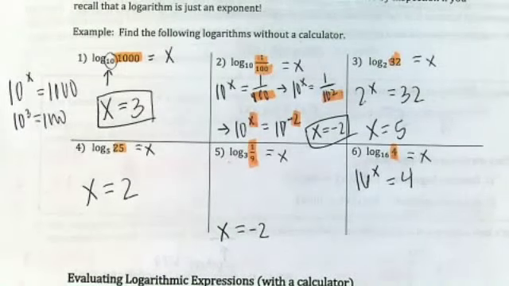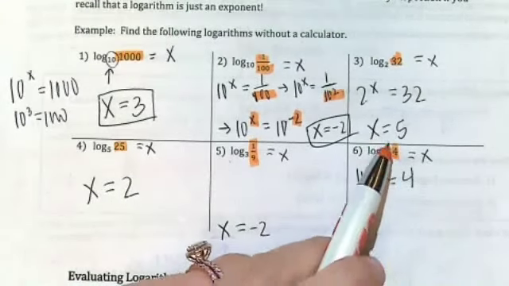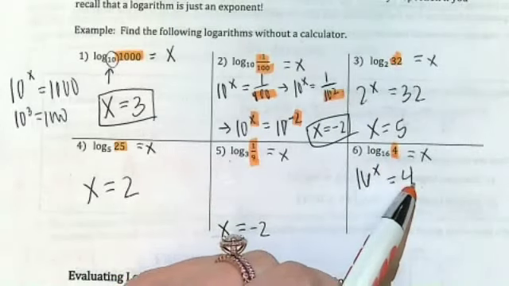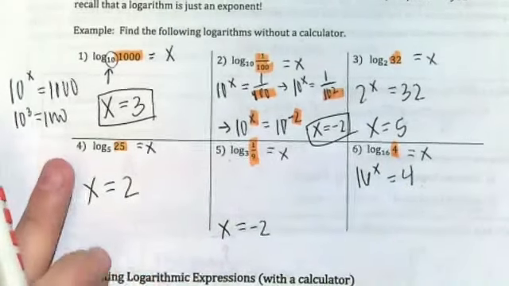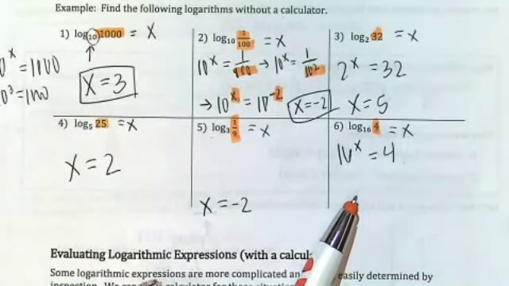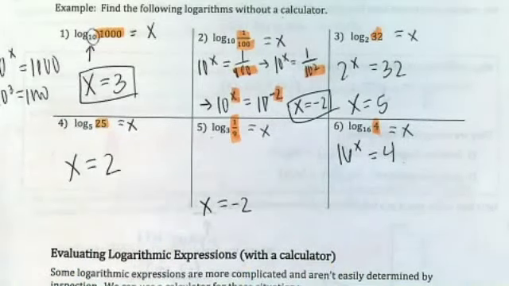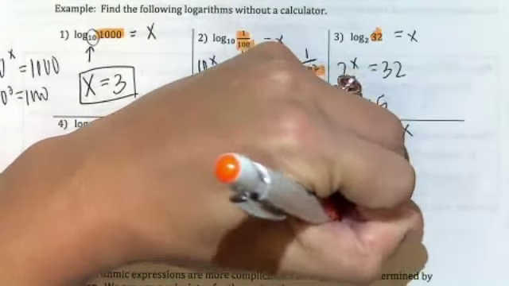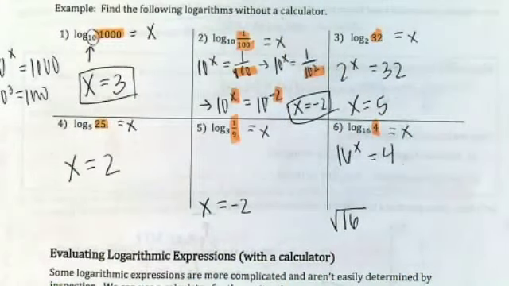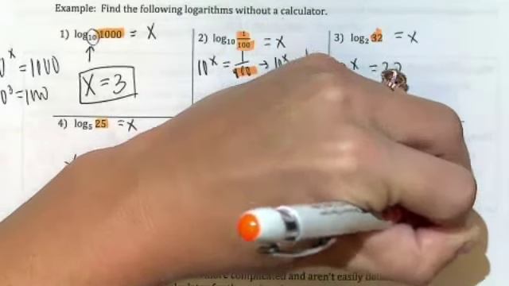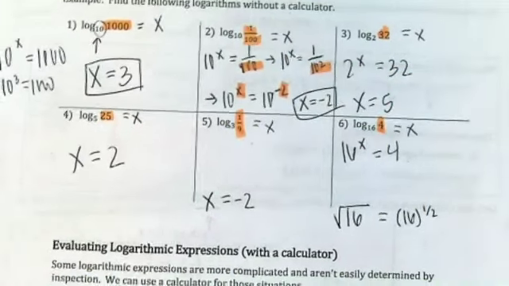This is weird. I'm getting smaller. Well, let's think about this. What is the square root of 16? Square root of 16 is 4. You can write radicals as exponents. Okay, what do I mean by that? The square root of 16 is the same thing as 16 to the 1/2.